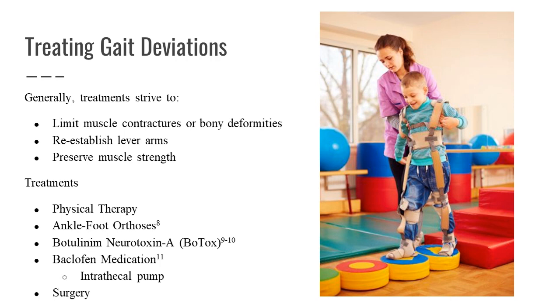When it comes to treating gait deviations in patients with cerebral palsy, our treatments are generally going to strive to limit muscle contractures or bony deformities, which is going to facilitate the fluency and efficiency of our gait patterns. We're going to reestablish our lever arms, again, helping with that efficiency and then facilitating proper muscle function, and then preserving our muscle strength, which we know is going to be a fundamental component of function in general.